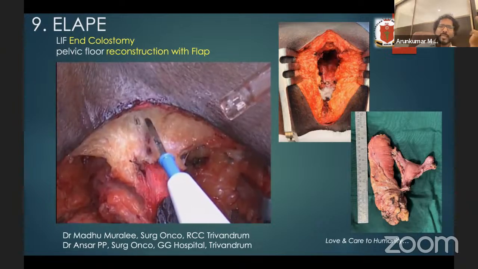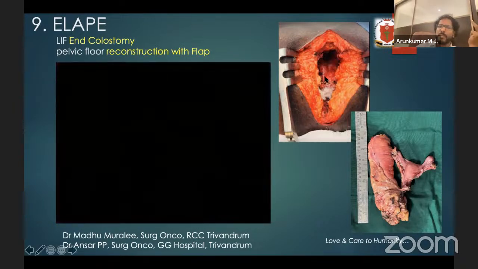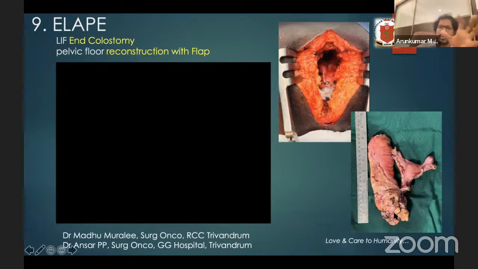So the only thing is that it results in a very large defect. Definitely, it cannot be primarily closed. The defects will be something like this, and the specimen will be something like this. Most often, we will have to do some amount of myocutaneous flap or myofascial flaps, or sometimes prosthetic mesh like that.